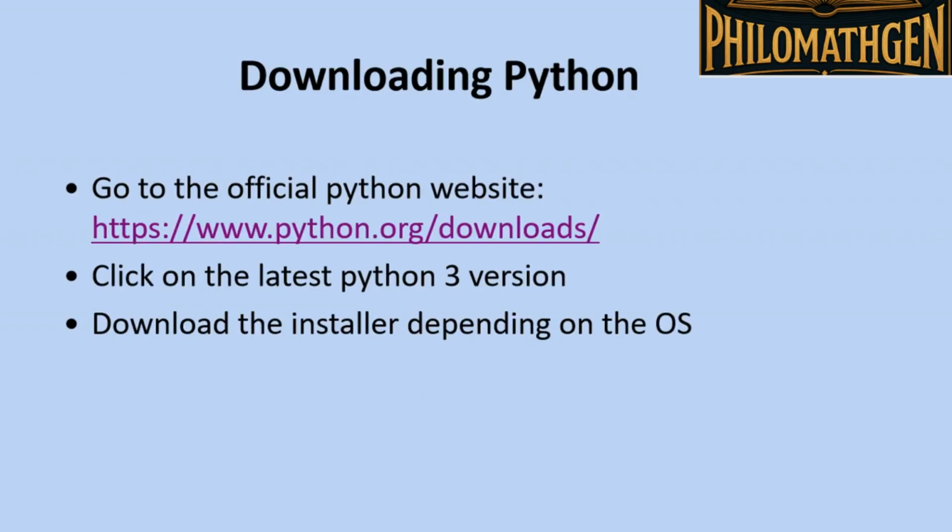To download Python, we have to go to the official Python website, that is www.python.org. Then click on the latest Python 3 version and download the installer depending on the OS. These steps we will see step by step.